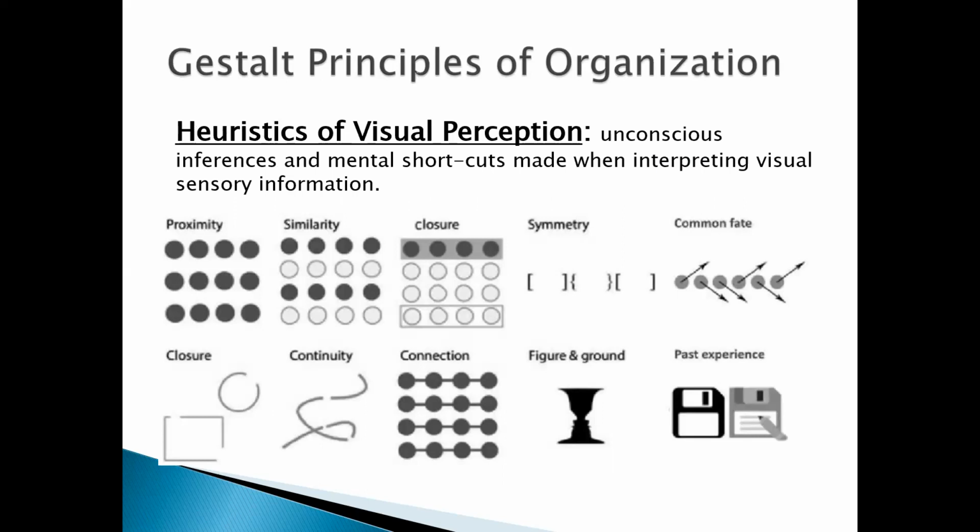And so this is essentially all of what we call heuristics, or these Gestalt principles. And what a heuristic is, it's an unconscious inference or a mental shortcut that our brain makes when it's interpreting and putting together these sensory codes into a perception of something. And so just at first glance, your brain makes certain assumptions about visual information according to all of these different heuristics or mental shortcuts, if you will.